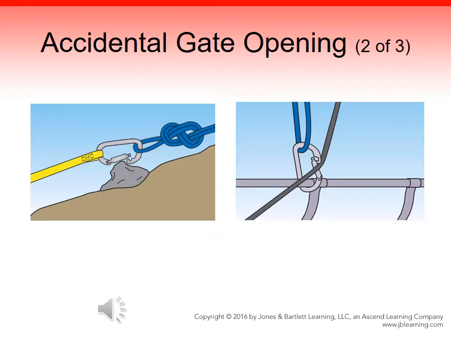Here are two examples of conditions that could cause an accidental opening of a carabiner. The one to the left, the carabiner is pressed against the edge of a wall or rock, forcing the gate open. A rope or a piece of webbing on the right is pulled across the carabiner gate, forcing it open. In these two examples, we can see the first bad decision was the choice of a non-locking carabiner.